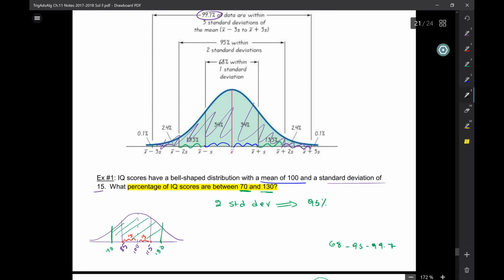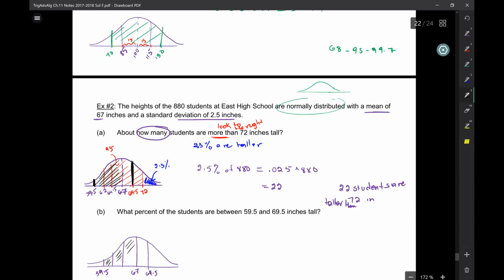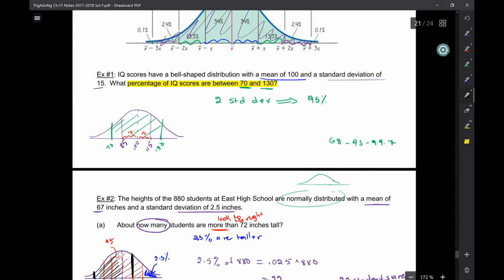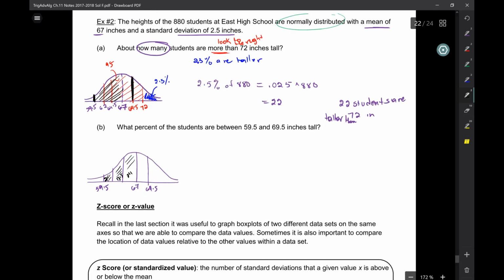That's 34, 13.5, and 2.4, right? So 34, 13.5, and how much? 2.4. And then this much is 34. So it's going to be 34 plus 34 plus 13.5, 2.4. Okay? So 83.9%.